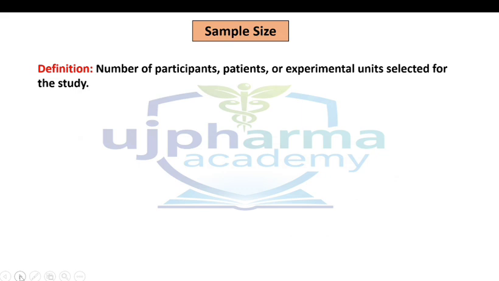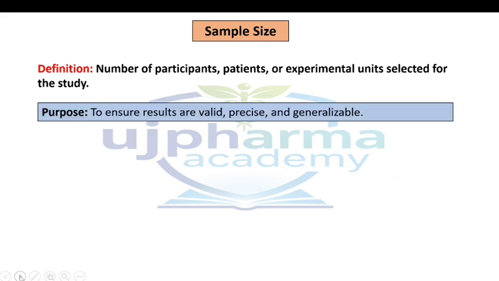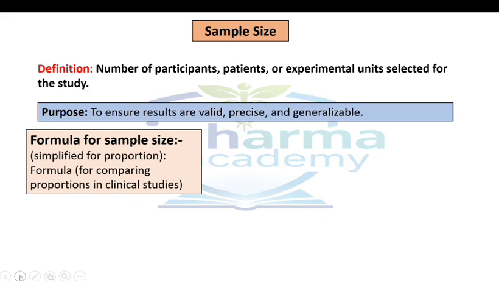Moving on, the first one is the sample size. Definition: the number of participants, patients or experimental units selected for the study. And what is the purpose of the sample size? To ensure the results are valid, precise and generalizable.